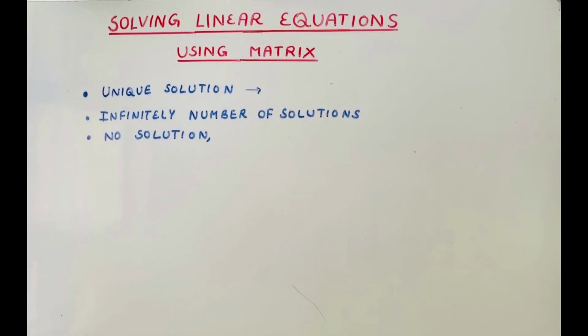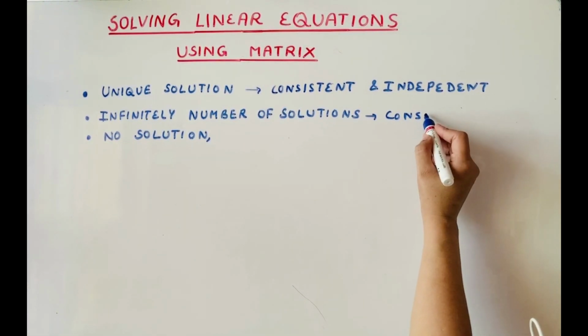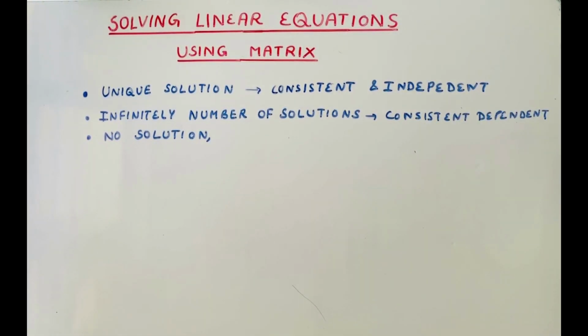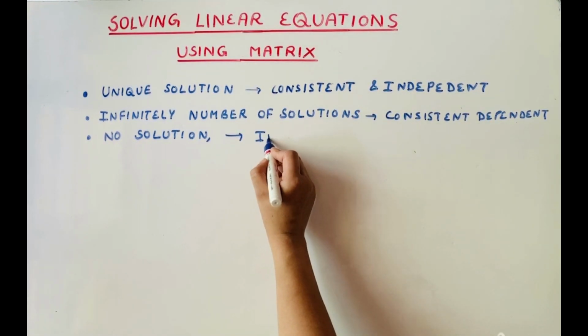Now there can be three conditions. The system can have a unique solution, and that time you will say that the system is consistent and independent. The second case is infinitely many solutions. You will get many solutions for the variables. This time it is also consistent, but in this case it is dependent. The third case is no solution. Sometimes your system of equations cannot have any solution. Such equations are known as inconsistent.